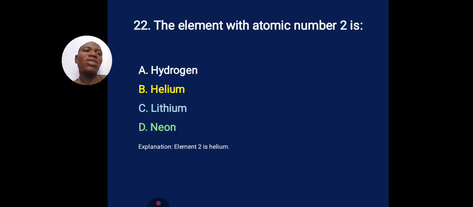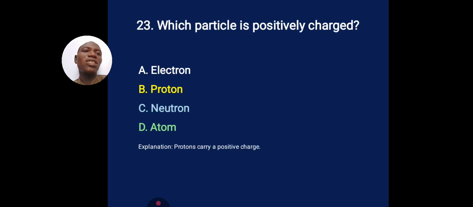The element with atomic number 2 is, so what's the second element in the periodic table? Hydrogen, helium is the correct answer. Which particle is positively charged? Which of the nuclear or subatomic particles is positively charged? The correct answer is proton. Electron is negatively charged. Neutron is neutral.